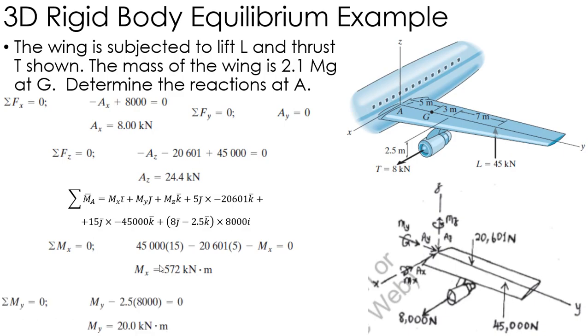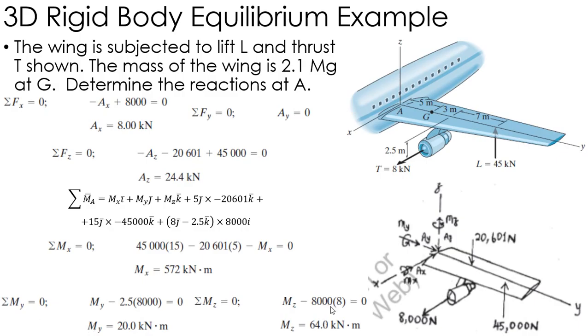Moving on to the Y direction, I have my moment about the J axis, the Y axis, and that's going to be this 2.5 crossed with the 8,000. So negative K cross I gives me a negative J, so MY equals negative 2.5 times 8,000, which gives me a reaction moment of 20,000 newton meters. In the Z direction, what I have left is the 8J cross the 8,000 I. That's going to give me a negative. Don't forget your MZ, your moment in the Z direction, where that's going to equal 64,000 newton meters.